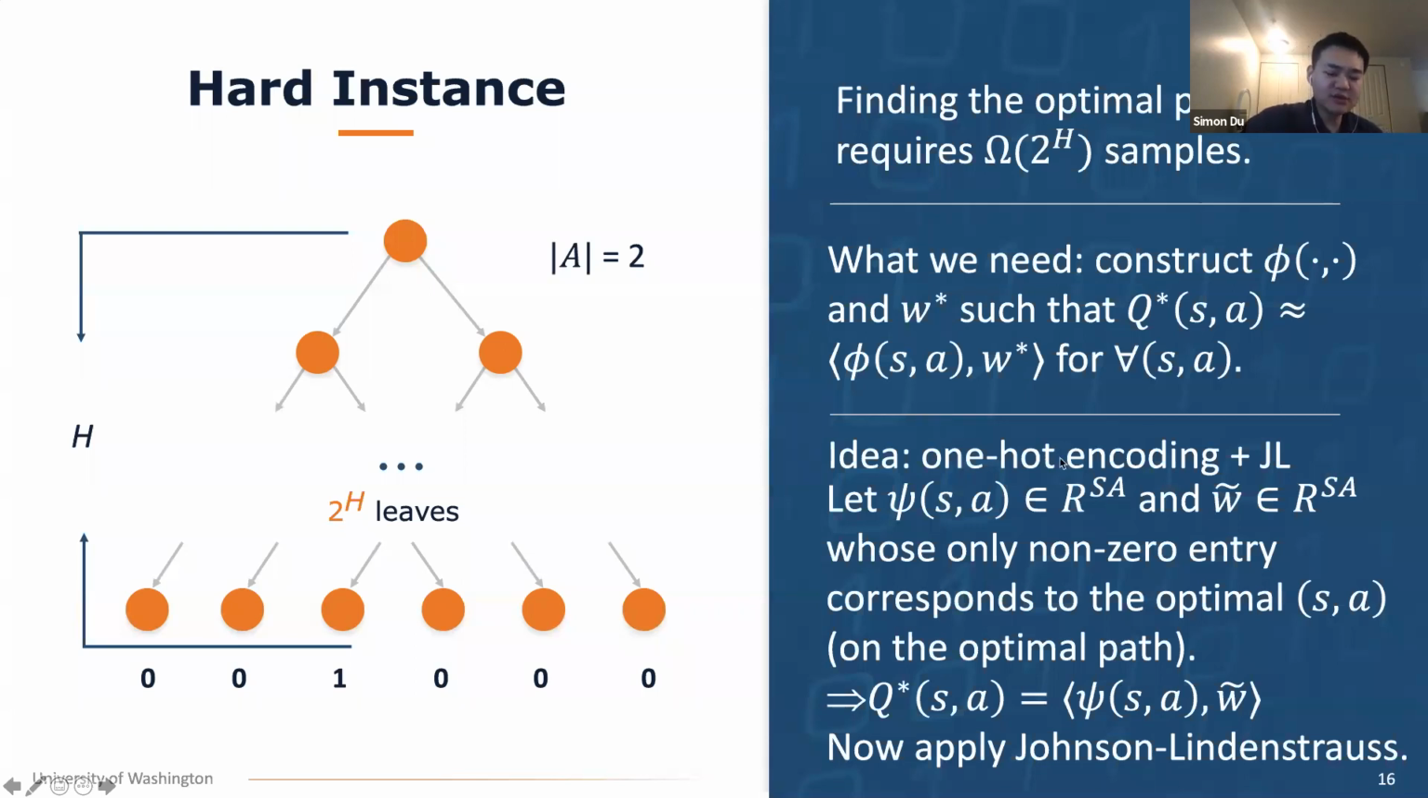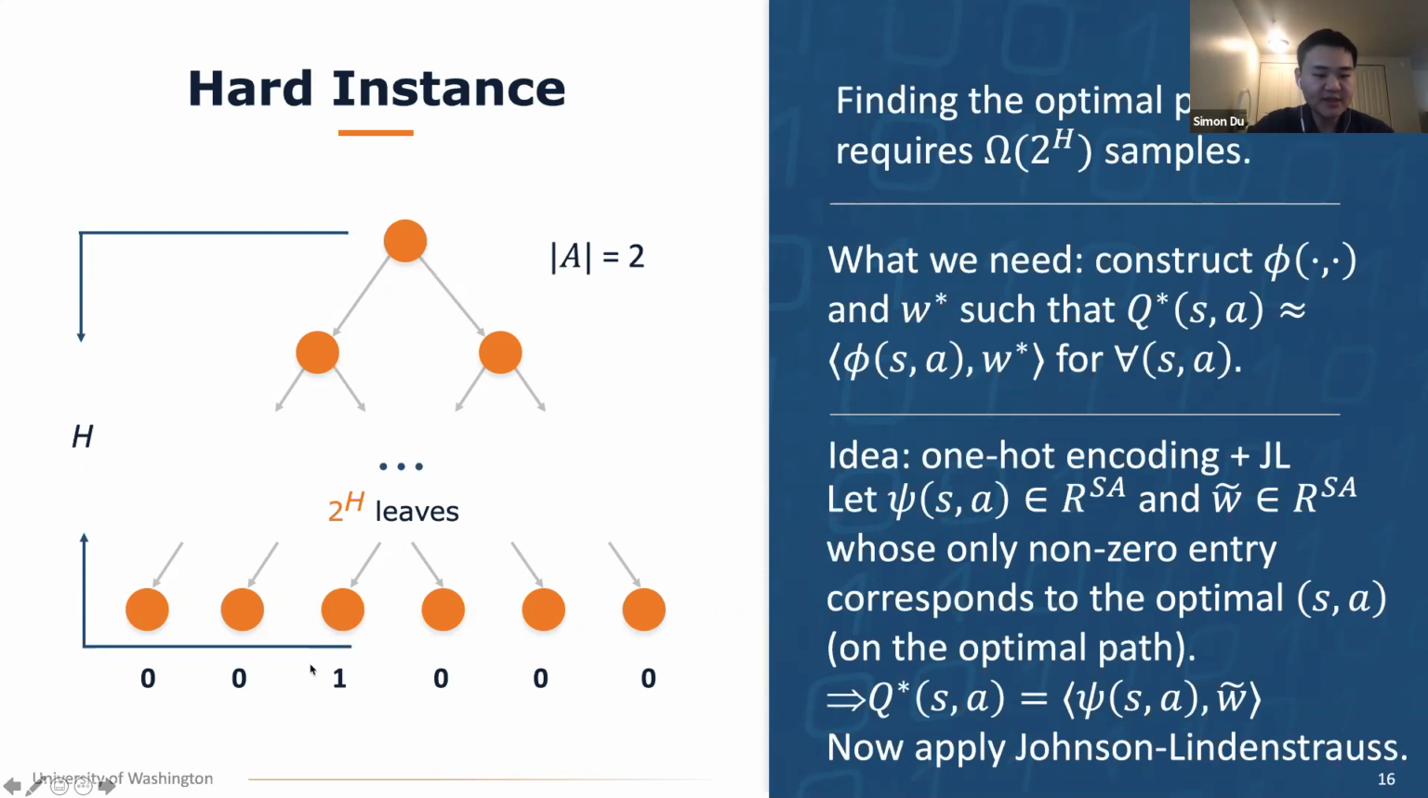First, we will use a one-hot encoding to represent this environment. Basically, we can define a very high dimensional feature vector, say psi, which scales with the number of states and number of actions, and some linear coefficient W tilde, which has the same dimension. The only non-zero entries of these two vectors correspond to the optimal state-action pairs on this optimal path.